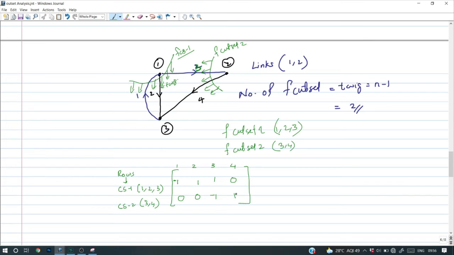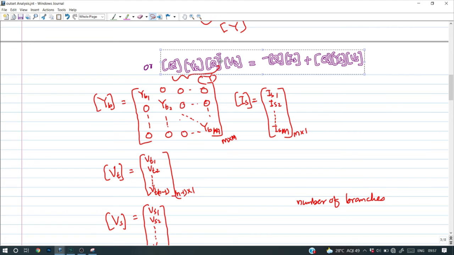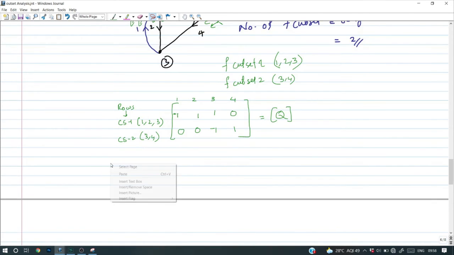Therefore it is +1. So this is your Q matrix, that is the fundamental cut set matrix. So what is the next point? Obtain the network equilibrium equation in matrix form using KCL. This is the network equilibrium equation in matrix form. We can copy that one and paste it here.